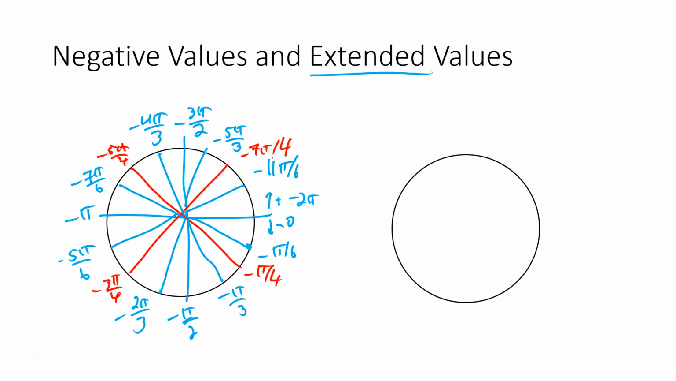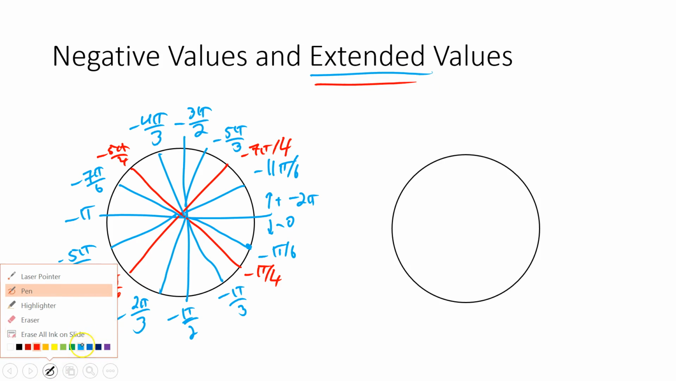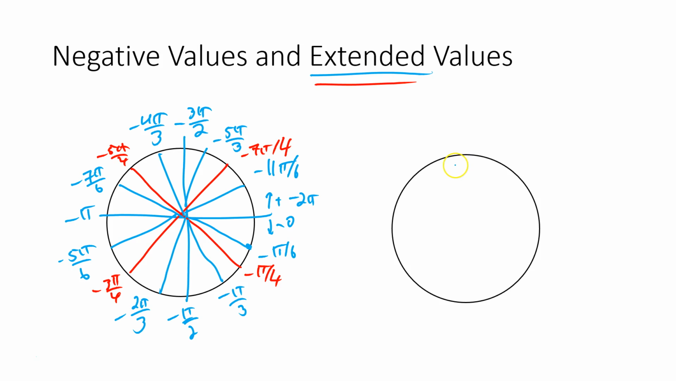That's the only difference. An extended value, what I mean by that is they might ask you to find something like, let's do maybe 17 pi over 6, something like that. So notice 17 is just bigger than 2 pi, right? Because 2 pi would be 12 pi over 6. So if you think about it this way, you can start counting and just keep going. But 0's here, 12 pi over 6 is all the way around. Then we would just keep counting.